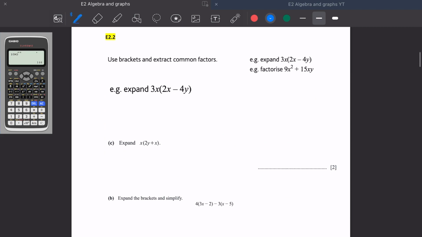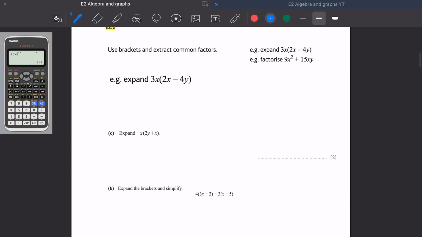The next syllabus subtopic is E2.2. Use brackets and extract common factors. And the first one is expand 3x into 2x minus 4y. So we have to multiply 3x with every term in the bracket. That's 2x and then minus 4y.